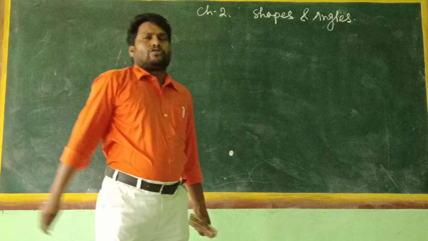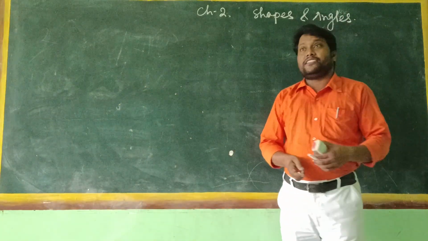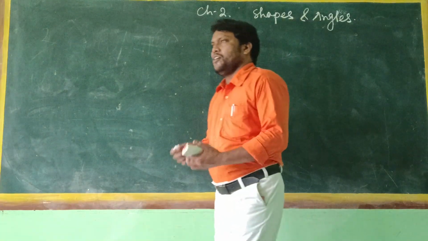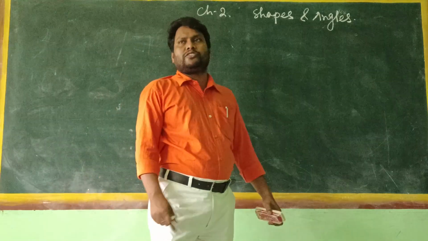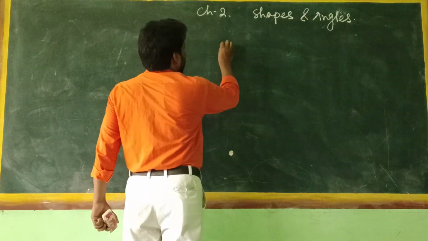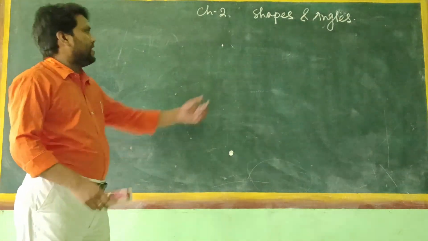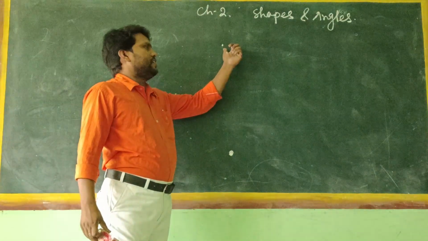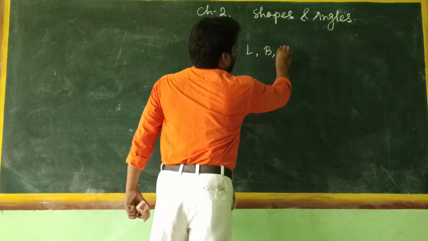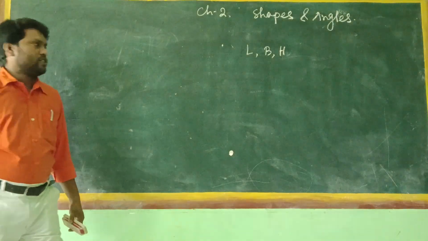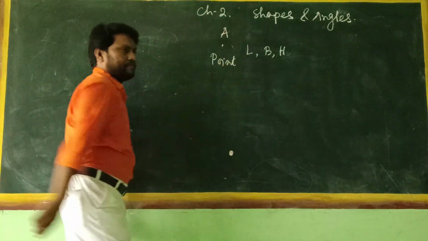Do you know from which figure the geometry chapter starts? Which is the smallest figure among all figures of geometry? Yes, point. It is the smallest geometrical figure. Does it have any dimension? No. It has no dimension. It has no length, no breadth, and no height or thickness. So it is a point. Suppose A.